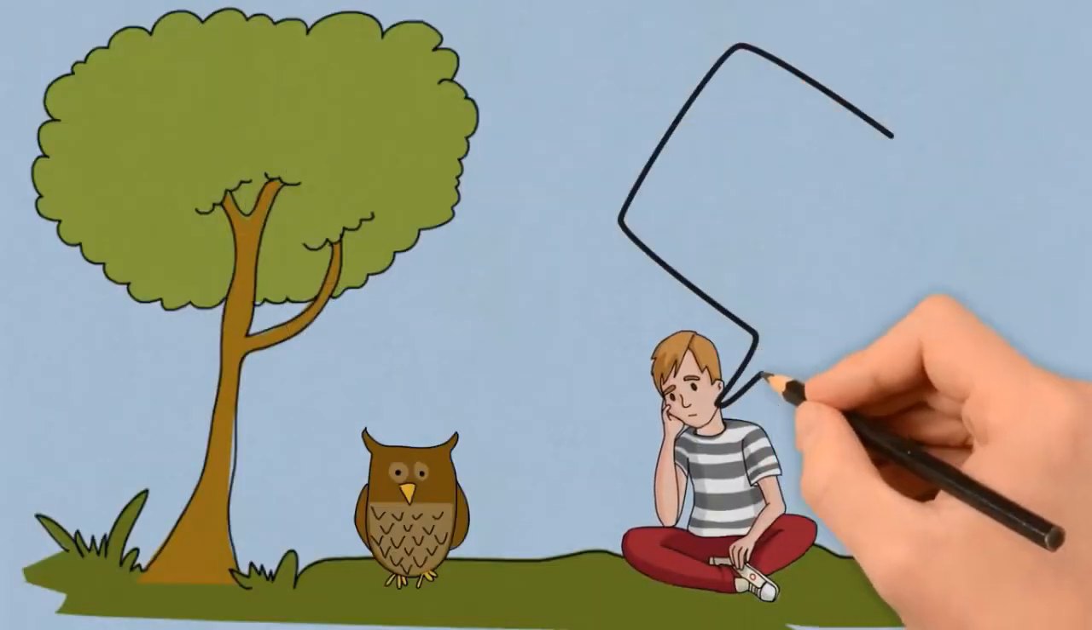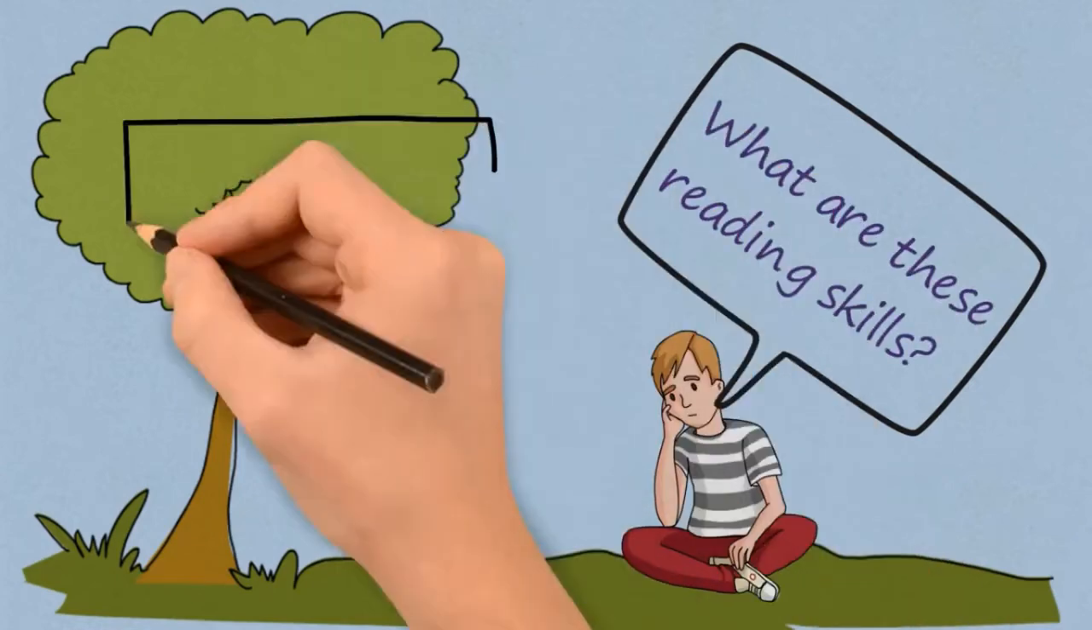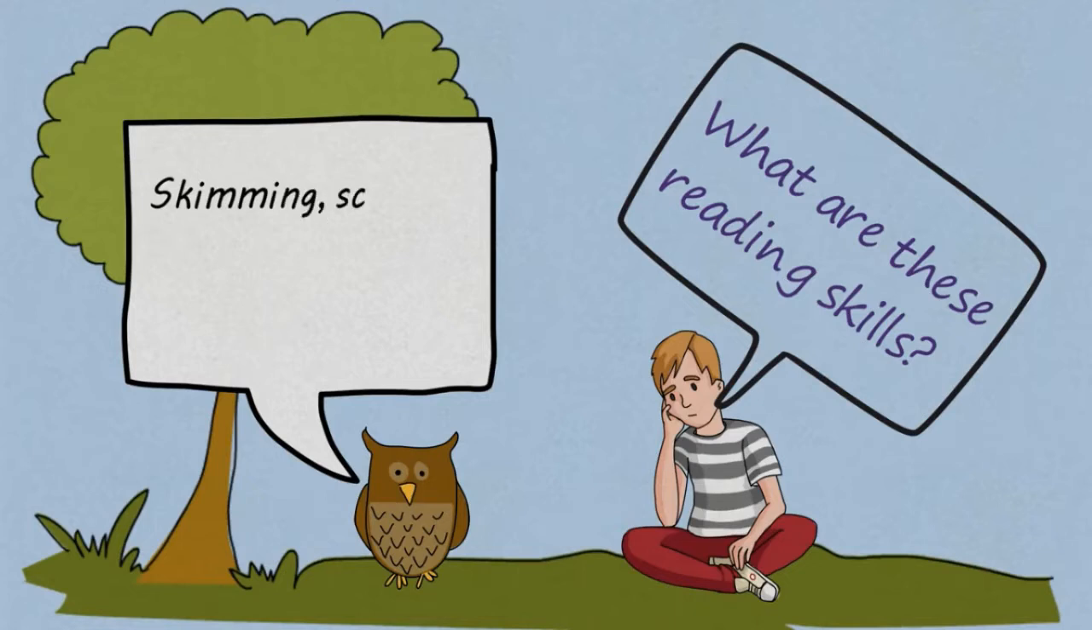Now, you may not be aware of it, but you already possess the reading skills you need for unlocking text and use them every time you read a text. It's just becoming aware of what those 3 skills are, and they are skimming, scanning and reading for meaning.